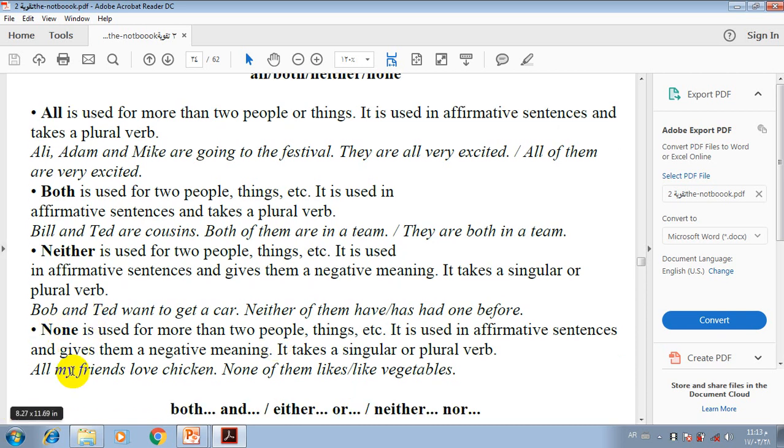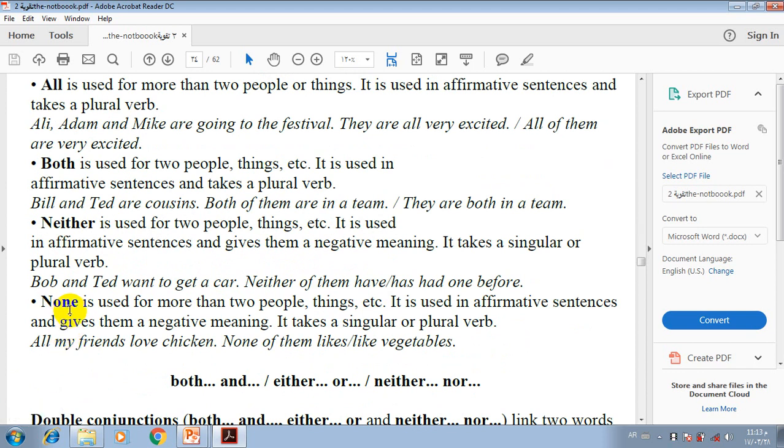And we can use the word none. But none is used for more than two people or things, and it's used in affirmative sentences and gives them a negative meaning, like neither. And it takes a singular or plural verb. But when we want to use neither, it's for two people only, but none for more than two people.